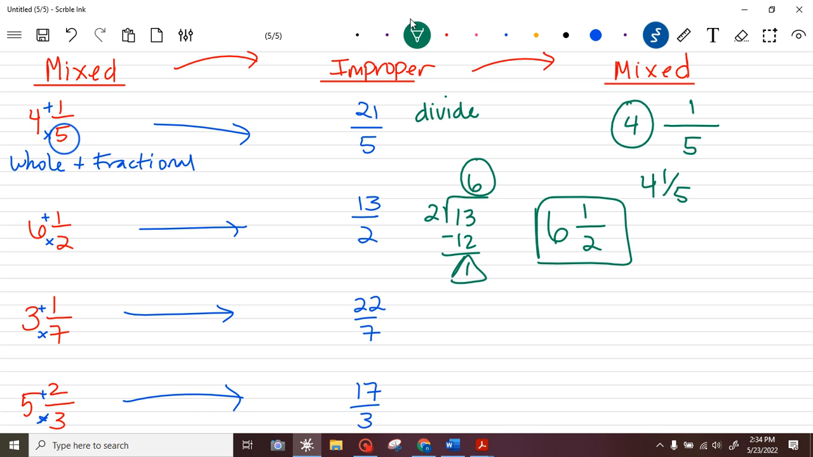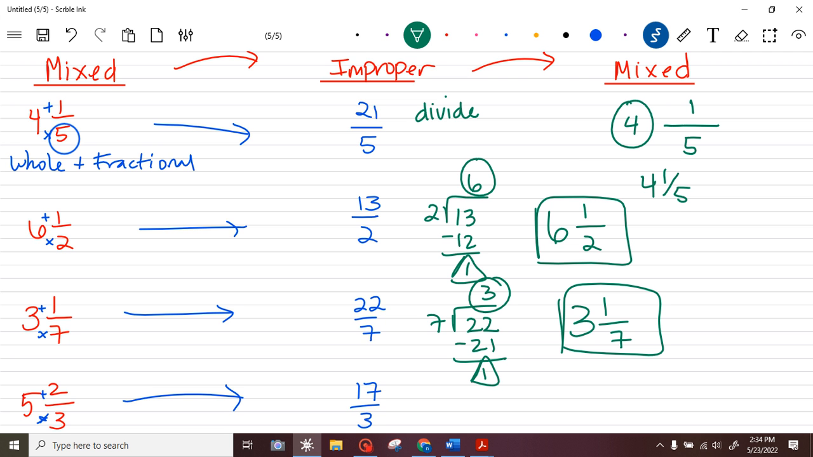Same thing here. 7 goes into 22. We'll do division. 7 goes into 22 3 whole times to get to 21 with 1 left over. So 3 wholes, 1 left over out of 7. 3 and 1/7.